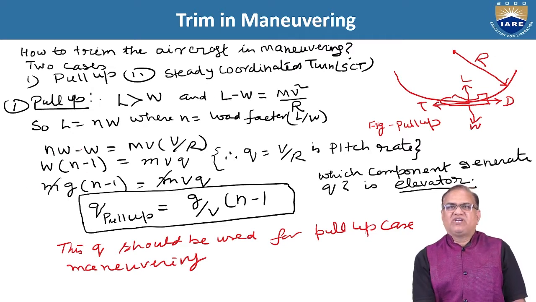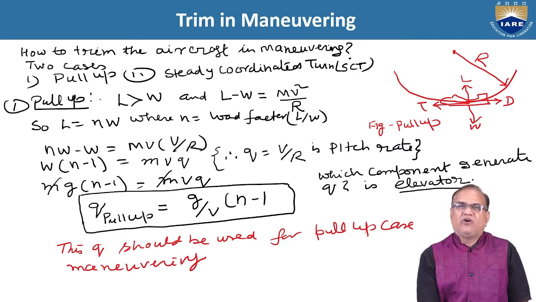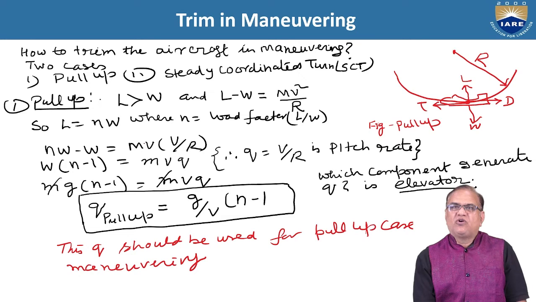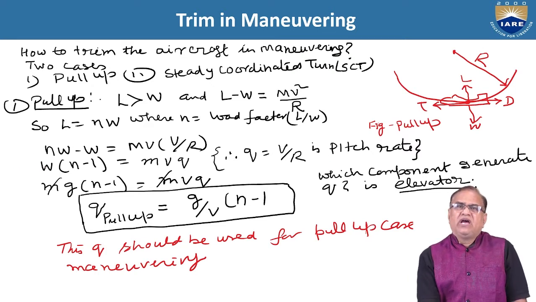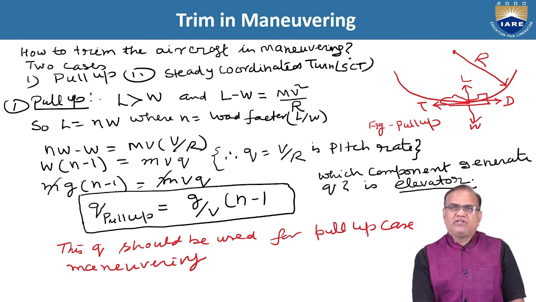So nW minus W is equal to mv into v by r, because we know that v by r is equal to q, called the pitch rate. So here we have taken W common. So n minus 1 times W is equal to mv into q, where q is equal to v by r, called the pitch rate. Now I have put W equal to mg. You all know that weight is equal to mass into gravity, so n minus 1 times mg equals mvq. So m and m cancel. So here we got the pull up q. This pitch rate, how much pitch rate we will get, is q equal to g by v into n minus 1.